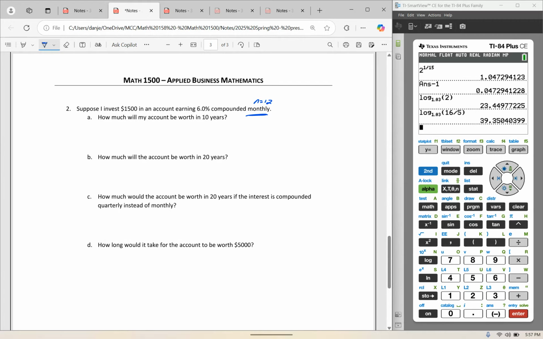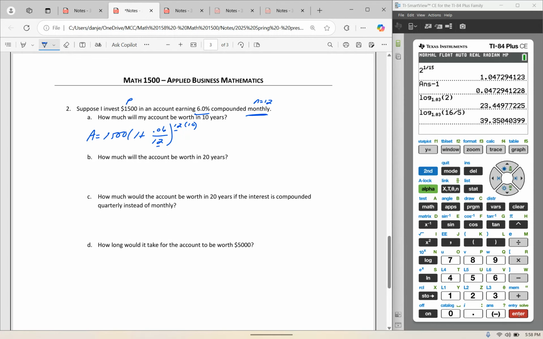So how much will my account be worth in 10 years? So A, my future value, is the $1,500 principal times 1 plus, now I have 6% interest, 0.06, but that's compounded monthly, or 12 times per year. So I get 1/12 of that interest each month for 10 years. So notice we have the n's back into this.